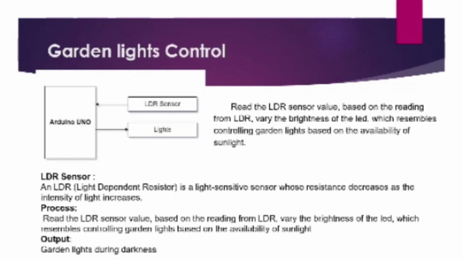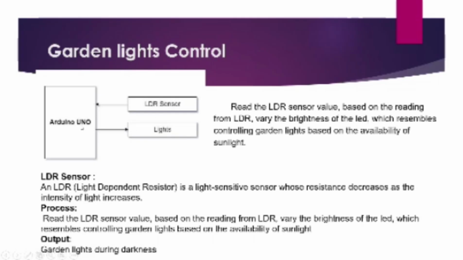Next, the first part of the project is guardian lights control. This is the block diagram of the guardian lights control. This is the Arduino Uno, the LDR sensor, and these are the lights. What it does is it reads the LDR sensor value. Based on the reading from the LDR sensor, the brightness of the guardian lights will vary. This resembles controlling guardian lights based on the availability of sunlight.